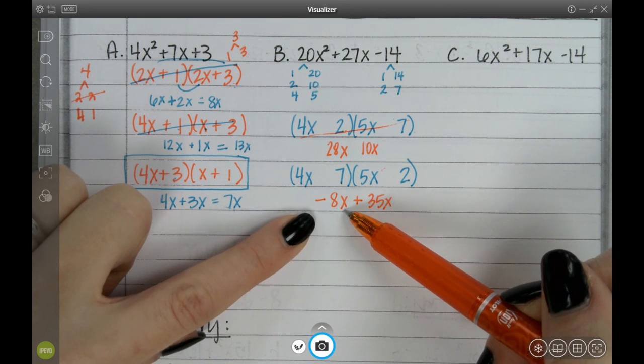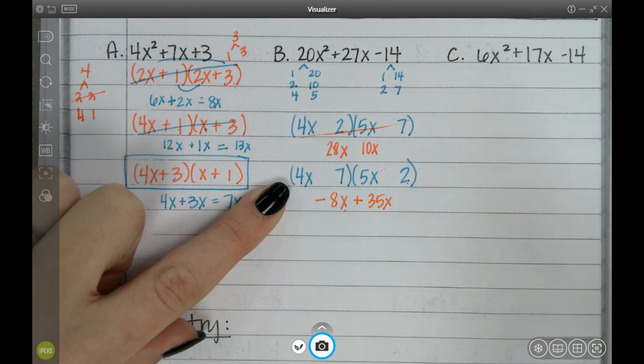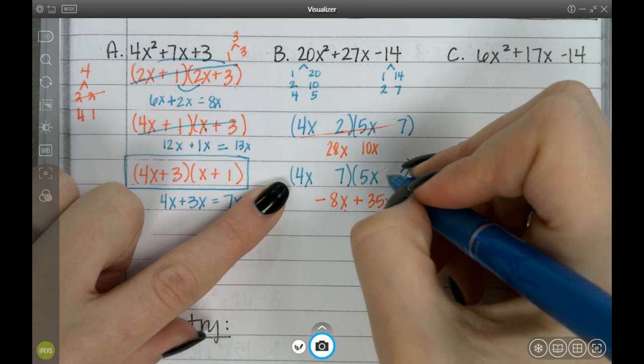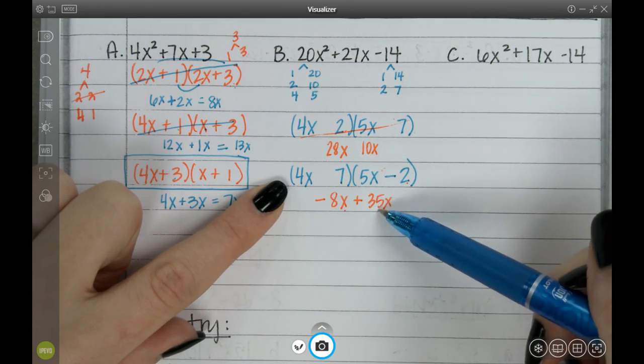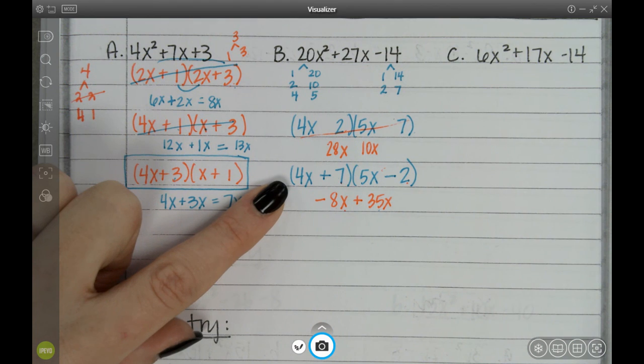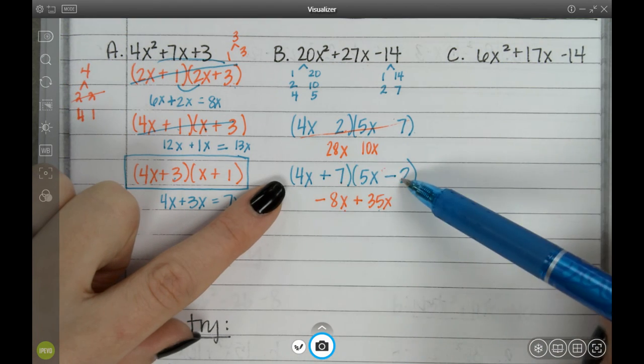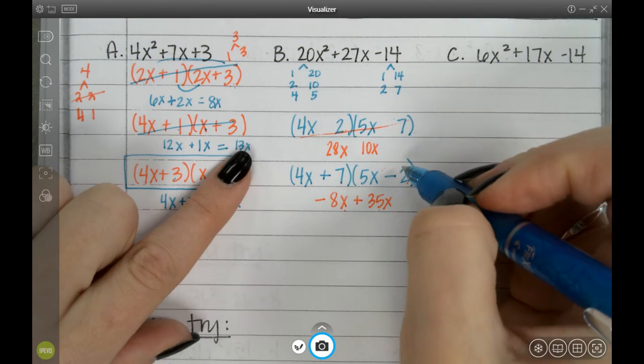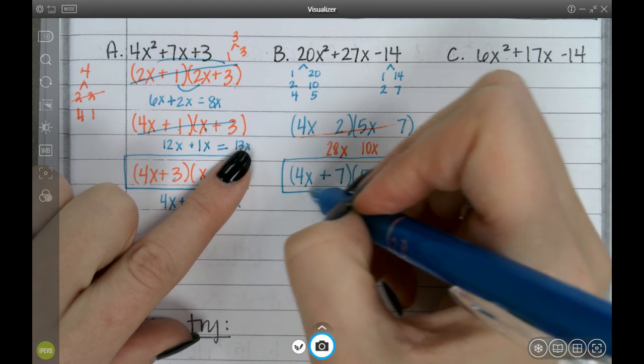Well, to make this a negative 8x, doesn't the 2 have to be negative? And the 35, that would make this 7 need to be positive. So minus 8x plus 35x does give me that 27 I'm looking for.